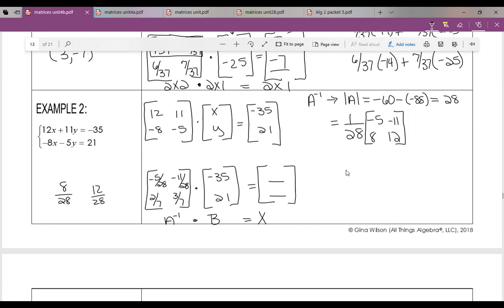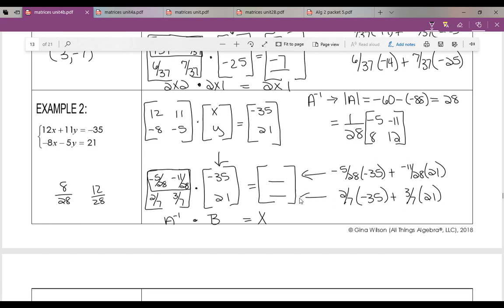Now we're ready to do our matrix multiplication. To get the first number, pair these two elements with these two elements. So -5 over 28 times -35 plus -11 over 28 times 21. That's going to give you x. Then take the bottom row, pair it off with the 35 and the 21. And that will give you the y value.